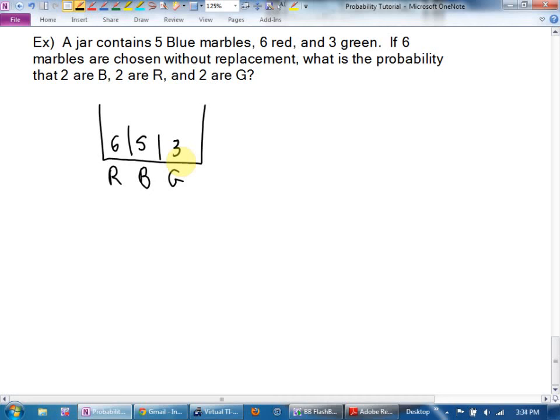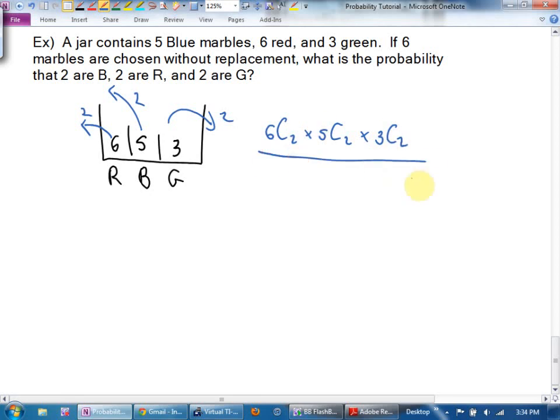How many blues do I want to pick here, Dina? How many reds? How many greens? So what's my equation? Did you write blues first, or did you follow me and do reds first for some strange reason? Okay, so it's going to be from six reds, choose two, and from five blues, choose two, and from three greens, choose two, divided by what? 14 marbles in total, choose six at a time. Worth practicing typing that in right now, folks, because that's one of the skills, I think.